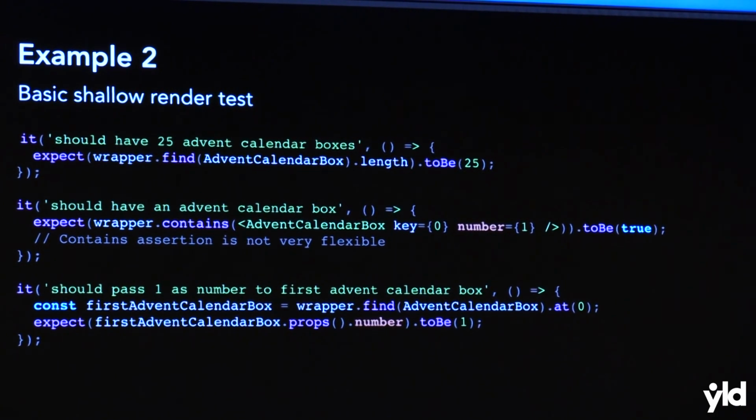And this isn't actually very flexible. The difference between contains and find is that contains doesn't take a selector, it takes the React element itself. So in order to assert that it has an admin calendar box, you would need to actually write out the admin calendar box with all of its attributes there. And really, I don't care about the key, because the key is just something that React needs. It's not really important to my app. So it's better to explicitly assert on the props that you expect to be there and also the component itself.